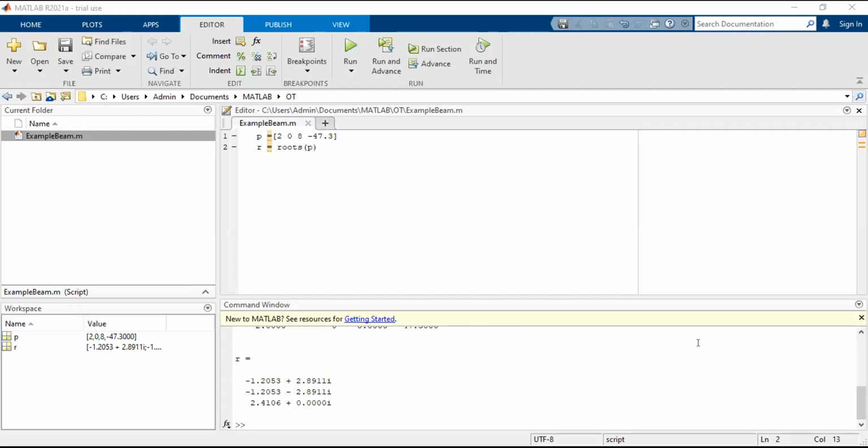So here you can see that we have three different values of R. What do you observe in these values of R? Any speciality you are seeing in this R, the roots of the polynomial you are getting?